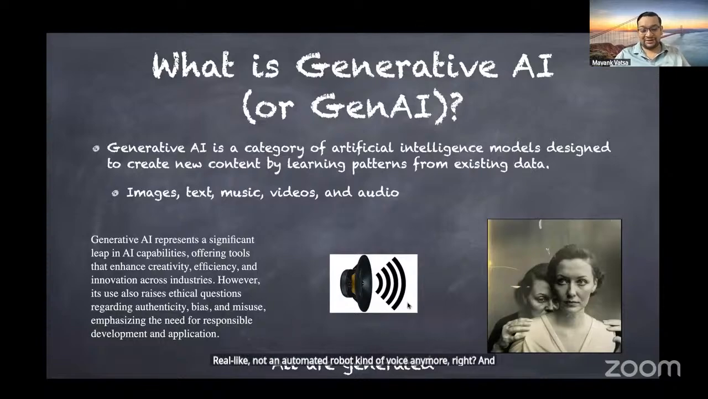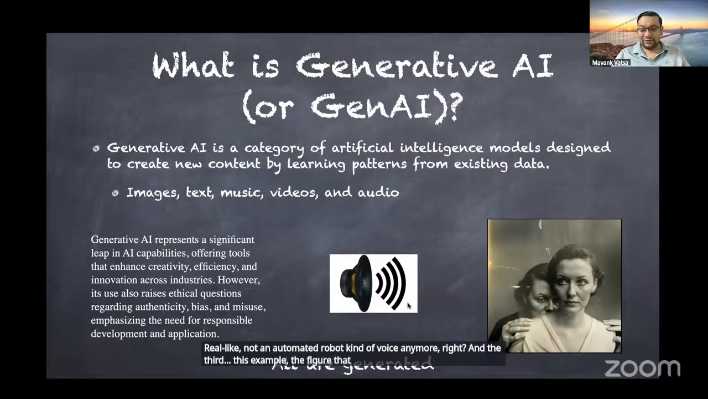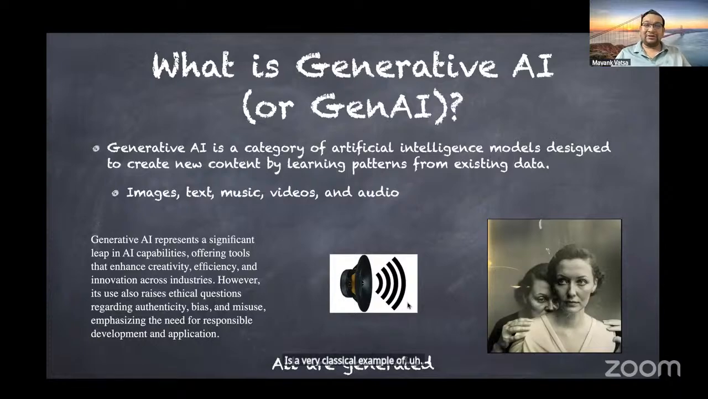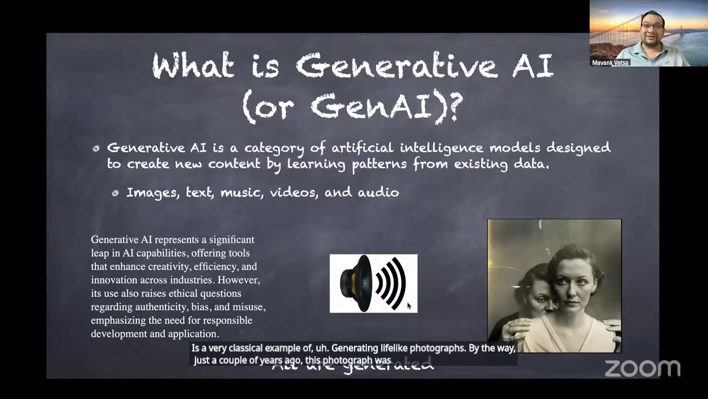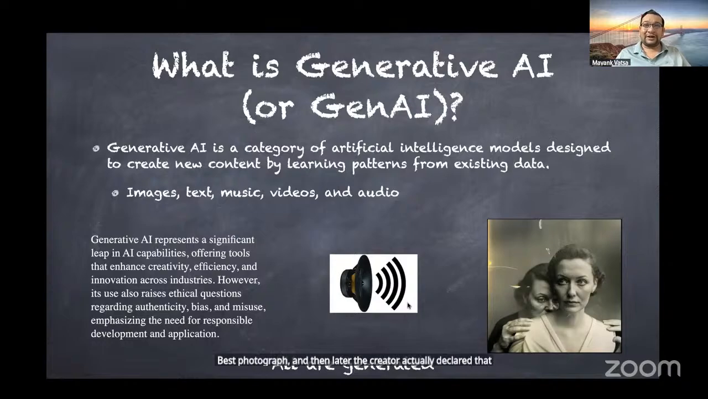And the third example, the figure that is posted over here, is a very classical example of generating lifelike photographs. By the way, just a couple of years ago, this photograph was adjudged the best photograph. And then later the creator actually declared that he would like to withdraw it, because it's not a clicked photograph, it's a generated photograph, right?